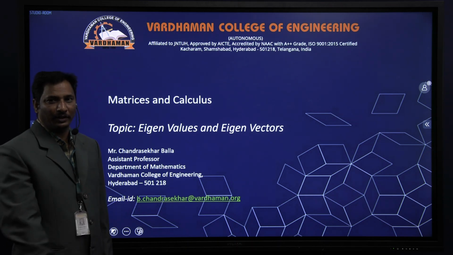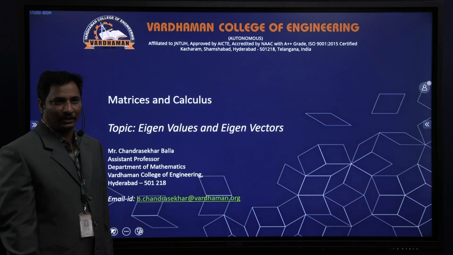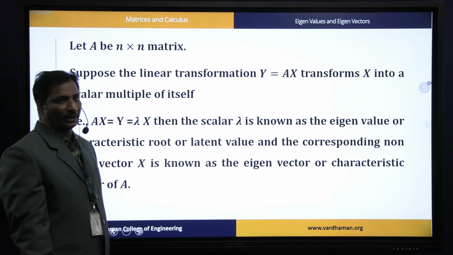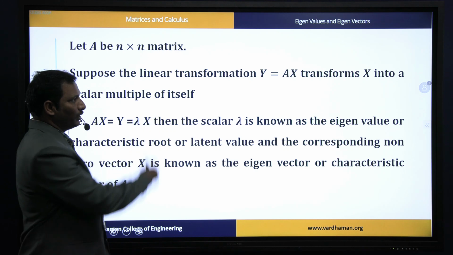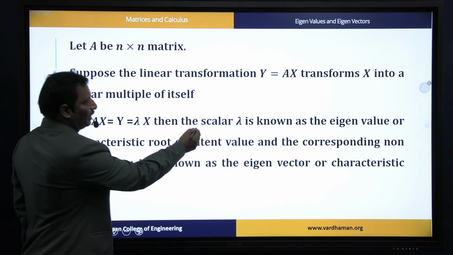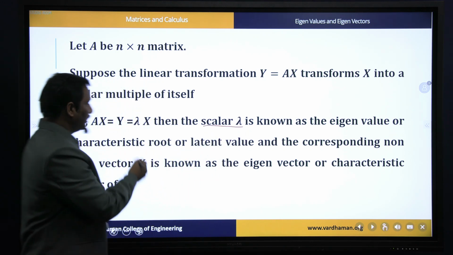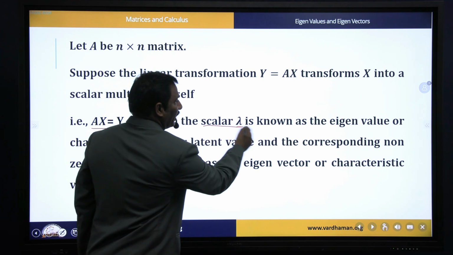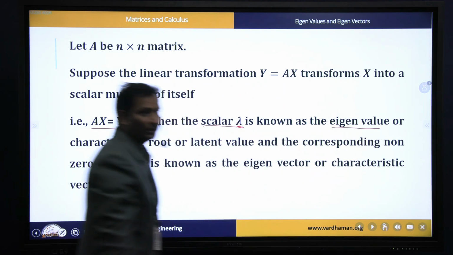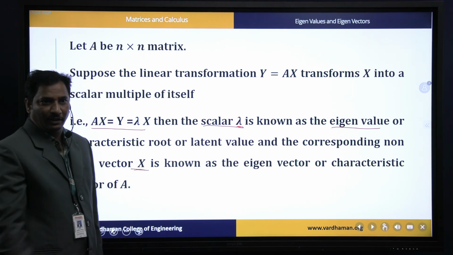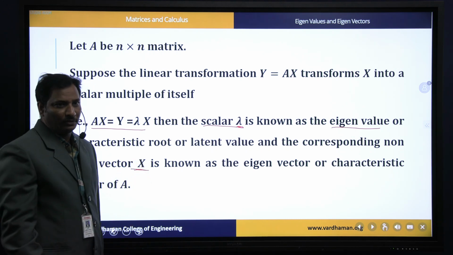In this video, we will define what an eigenvalue and eigenvector are, and the procedure to find them. Let us define what an eigenvalue and eigenvector are. If A is a square matrix and there exists a scalar lambda such that Ax equals lambda x, then lambda is called an eigenvalue of the matrix A, and x is known as an eigenvector, and this x should be a non-zero vector.